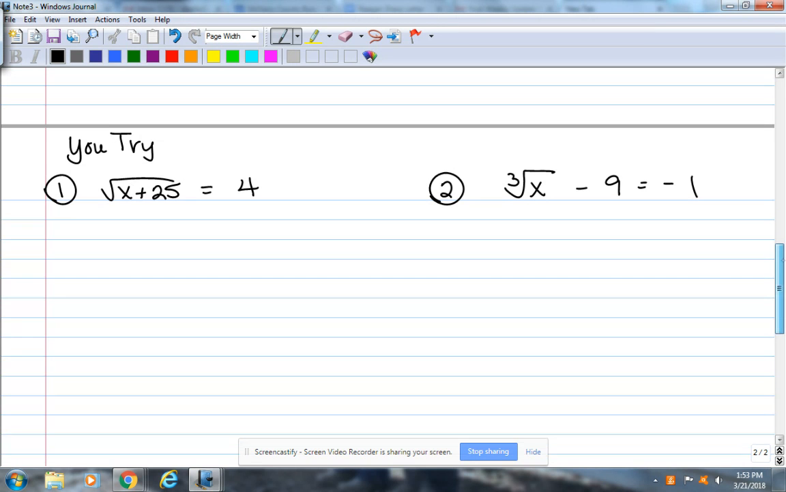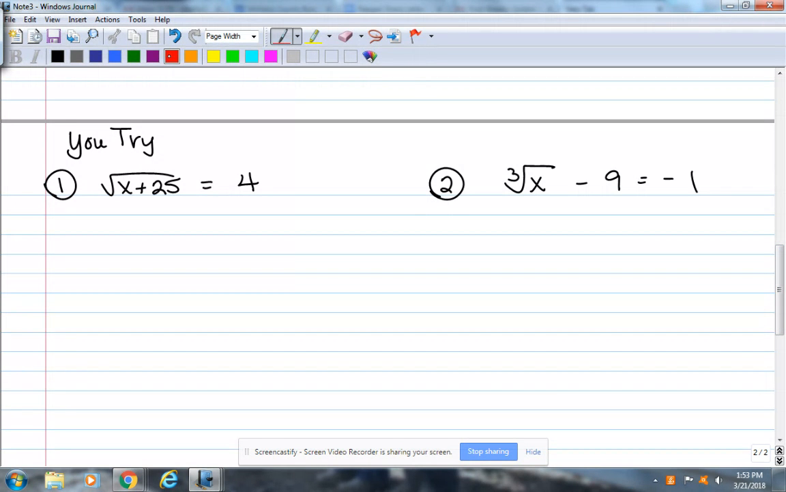All right, what do we do first on number 1? Square both sides. The radical's already by itself, so go ahead and square both sides. Cancel, cancel. And that gets you x plus 25 equals what? What's 4 squared? 16. Now what? Subtract 25 everywhere. And what is 16 minus 25? Negative 9. Raise your hand if you got x equals negative 9 for the first one. Good job. Any questions there?